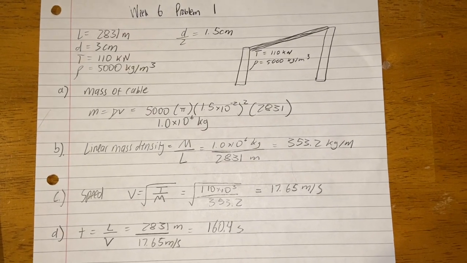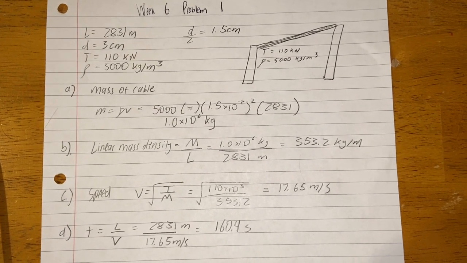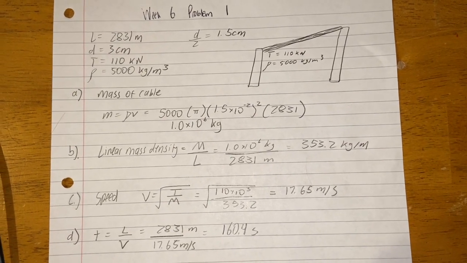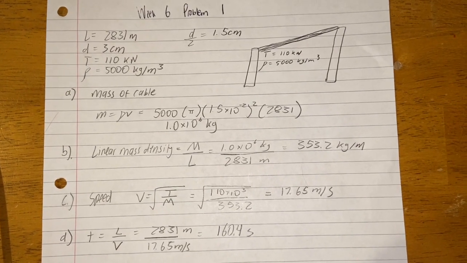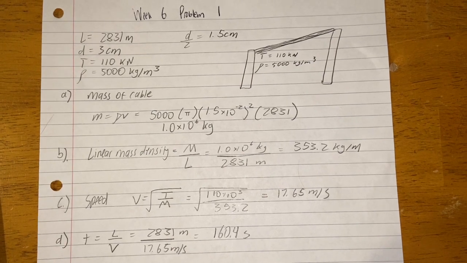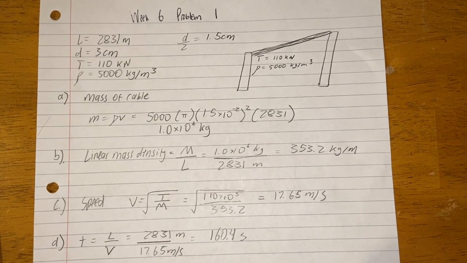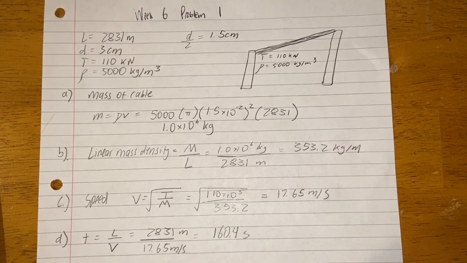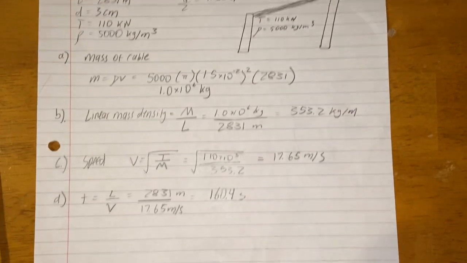Next, we're going to find the linear mass density of the cable, which is equal to the mass of the cable over the length. So we just use that previously calculated mass value divided by the length of 2,831 meters, and we're going to get a linear mass density of 353.2 kilograms per meter.